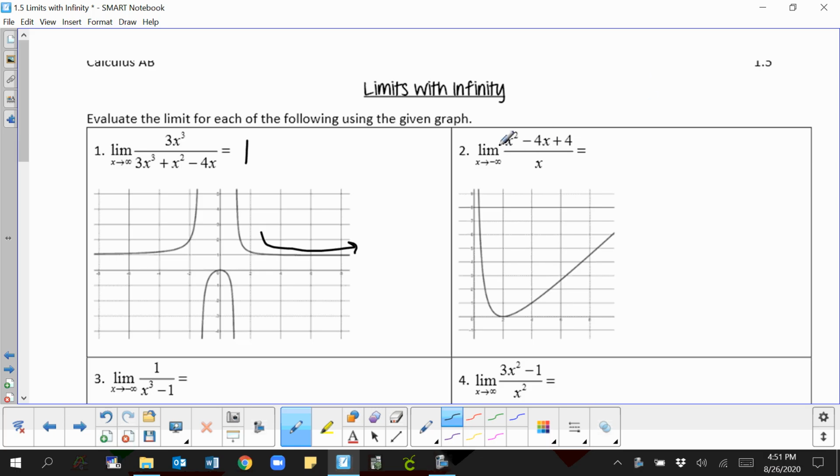Then if I'm looking at 2 right here, I'm looking for the limit as x goes off to positive infinity. You can look here, and as we're going off to positive infinity, so is our y value. So this limit does not exist because we're going off to a positive infinity.